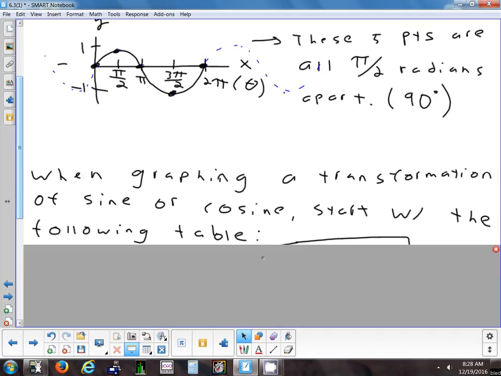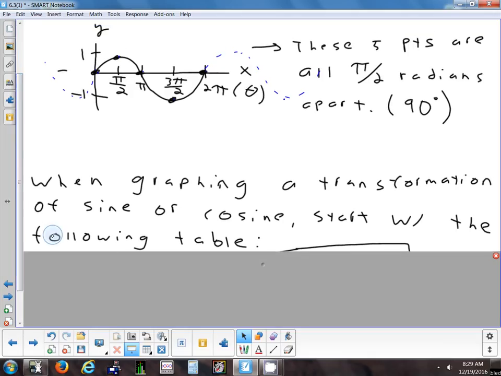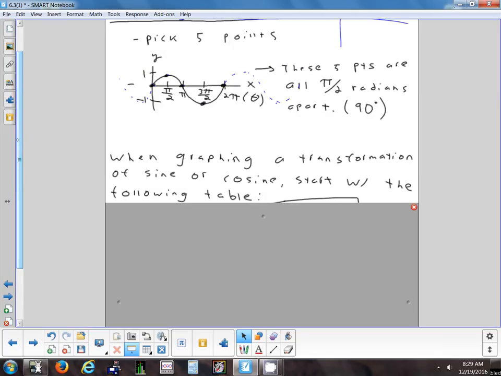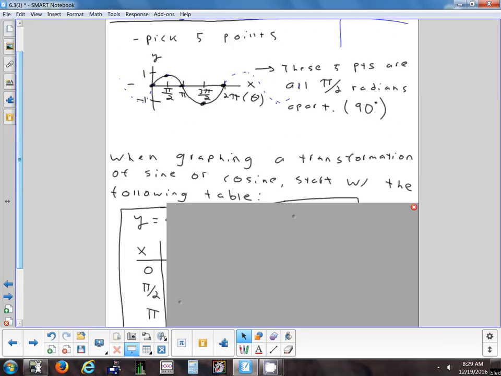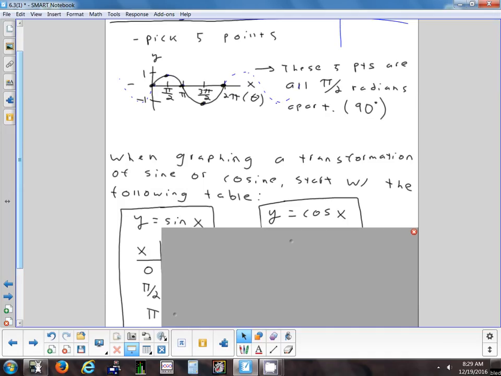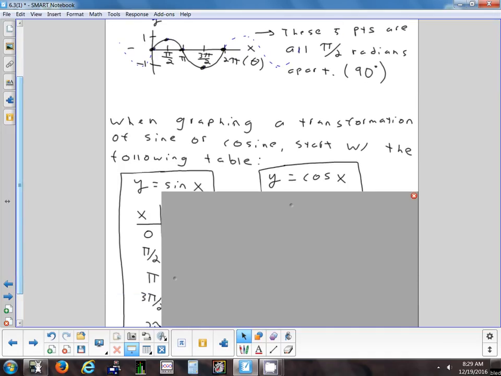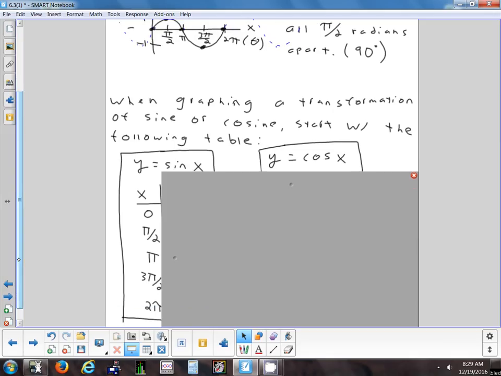Okay, so anytime you want to do a transformation, the most important thing you have to know is where the graph would be if you didn't do the transformation. Where would it start? If we can't figure out where the graph is starting, we're not going to be able to figure out where it's going to move to. So basically, I'm just going to put these 5 points in this graph in a table. Okay, so I've listed all my x values: 0, pi over 2, pi, 3 pi over 2, 2 pi.